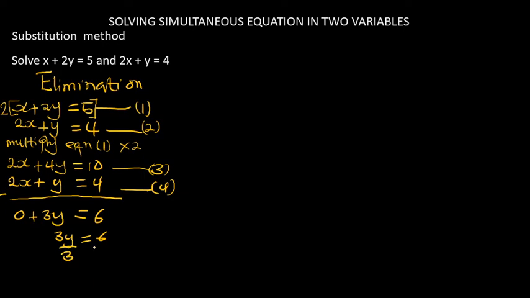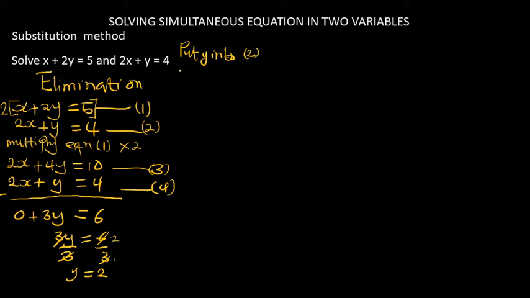If we divide through by 3, this will cancel out, and we'll have y on one side and 6 divided by 3 on the other. So our y is going to be 2. Okay, so y is equal to 2. How do we proceed? Let's put y into either of these two equations, 1 or 2. Let's use equation 2.